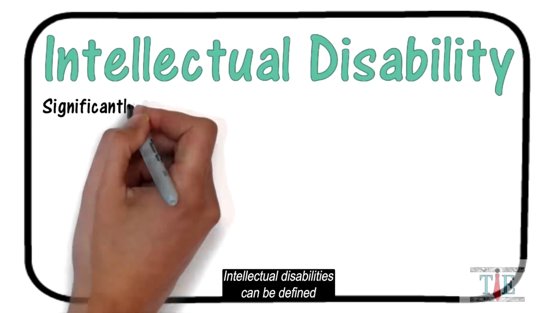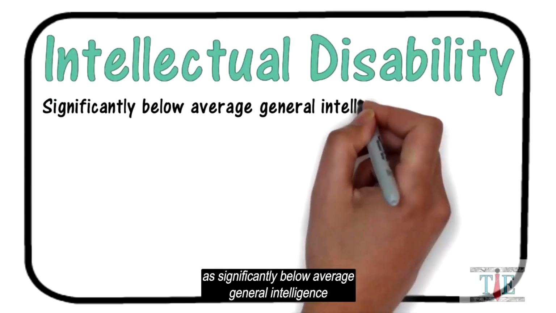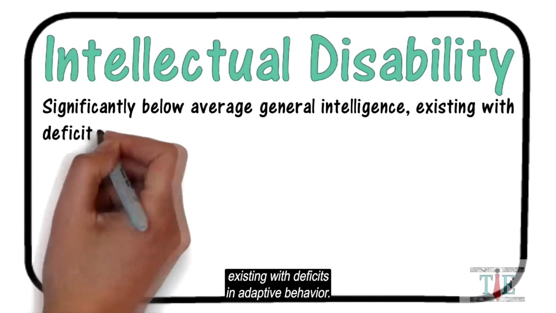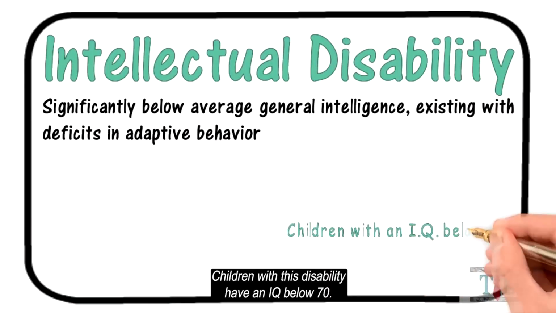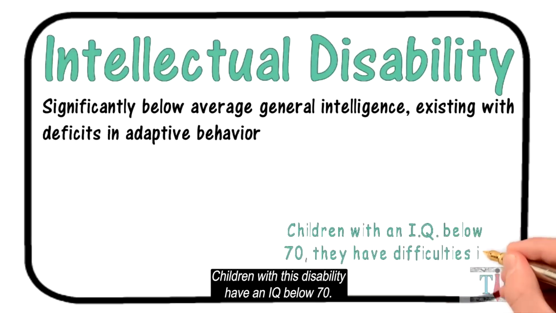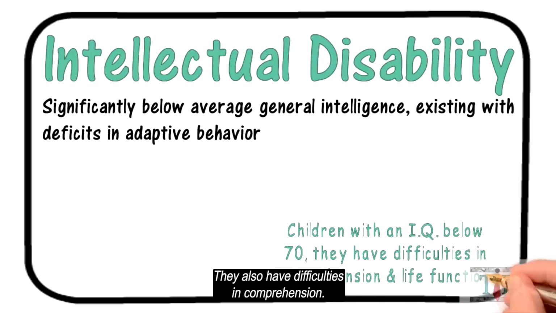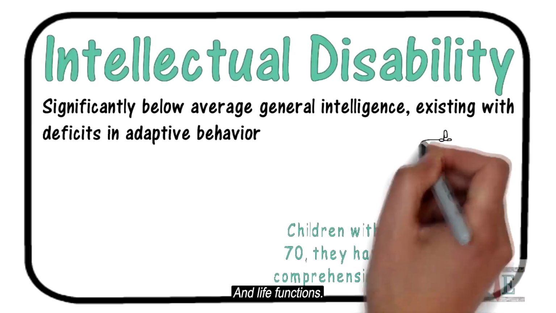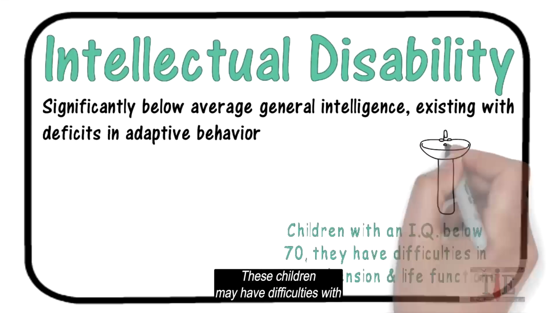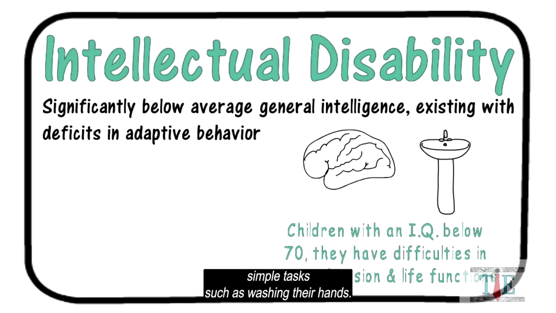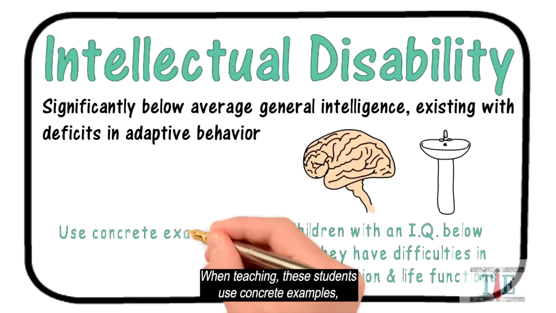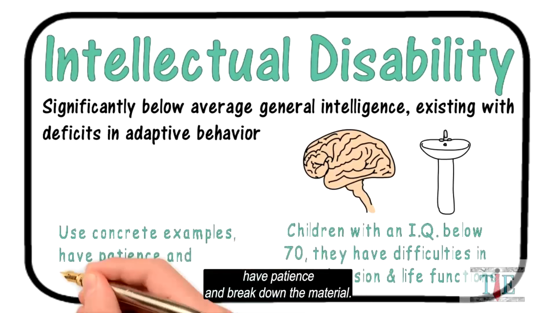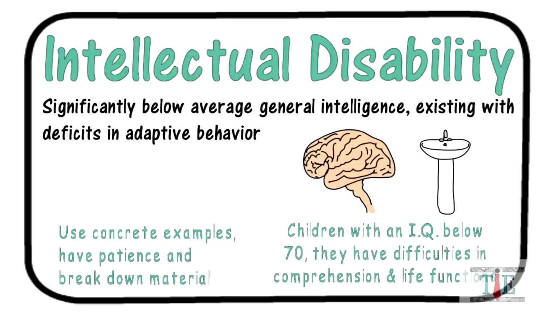Intellectual disabilities can be defined as significantly below average general intelligence existing with deficits in adaptive behavior. Children with this disability have an IQ below 70. They also have difficulties in comprehension and life functions. These children may have difficulties with simple tasks such as washing their hands. When teaching these students, use concrete examples, have patience, and break down the material.